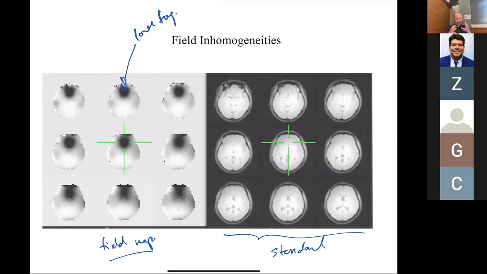You notice this is an image of someone's head. Their head looks normal, right? But yet when I look at the fields in that head, I have this really big dark spot at the front of the head. Okay. So what do you think is causing that dark spot? What do you have at the front of your head that is different in material property than the rest of your head? Anyone?